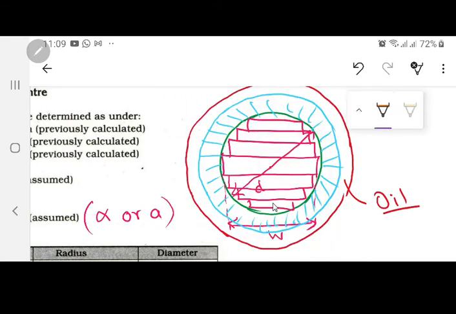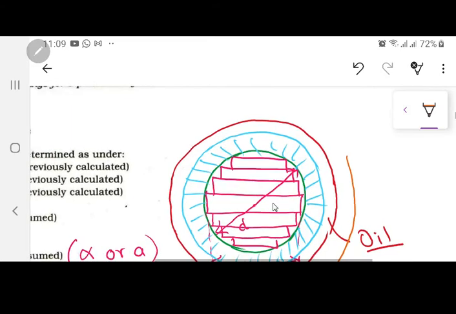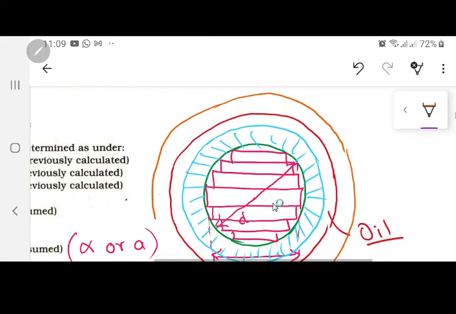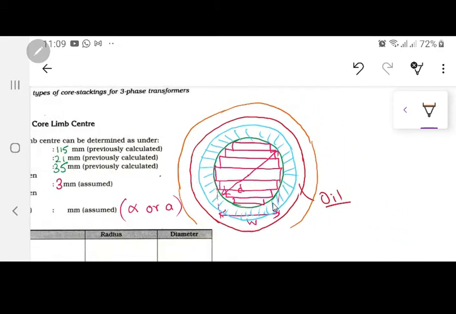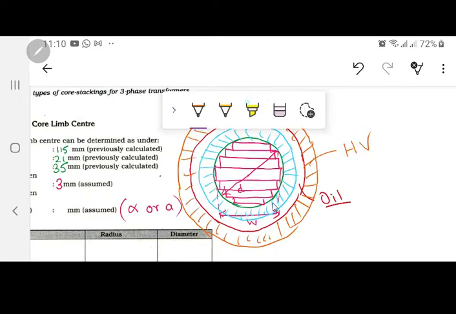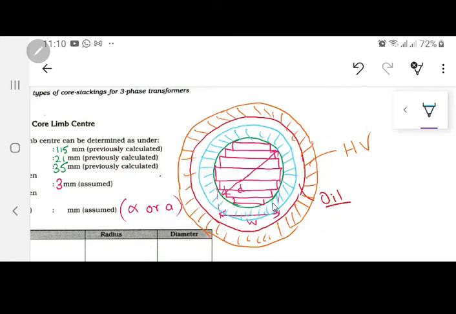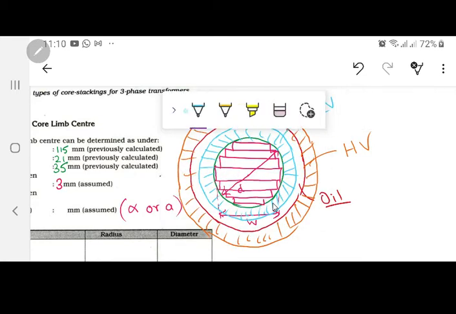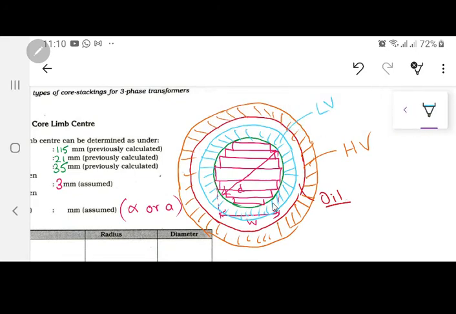Let me use another color over here, and this is going to be my high voltage winding. So this is my high voltage and this is my low voltage winding. Now this distance over here, this one, this is alpha or A.